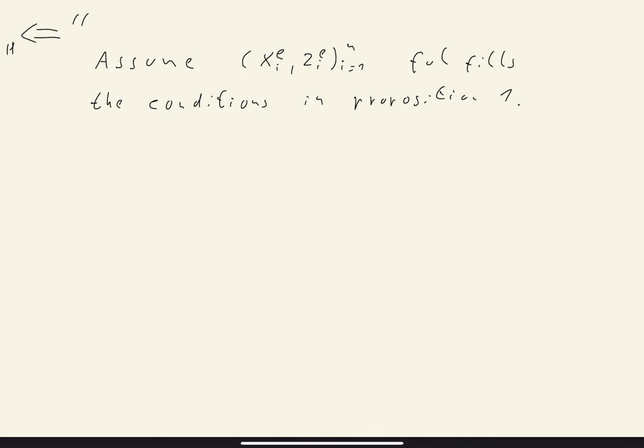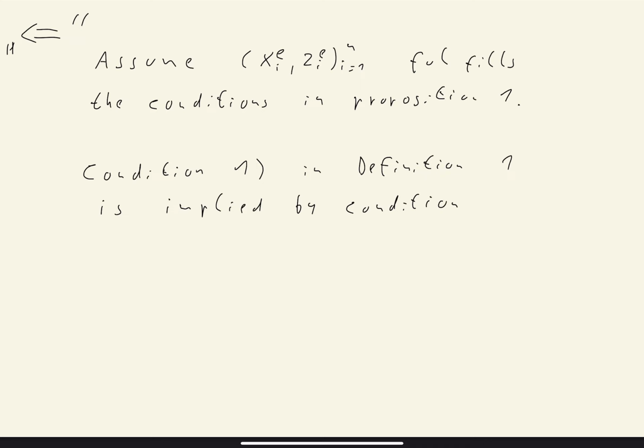Let me write this down. Condition 1 in definition 1 is implied by condition A, and condition, I think this was condition 2, if I'm not mistaken, condition 2 is implied by condition C. Okay, so those two things are quite trivial.